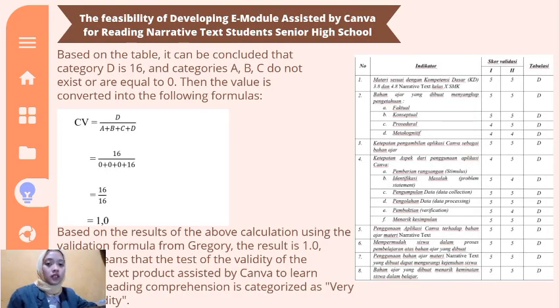And the next result is the feasibility of developing a model assisted by Canva for reading narrative text for senior high school students. There is a table. There are some indicators, and the validator gives validation scores.